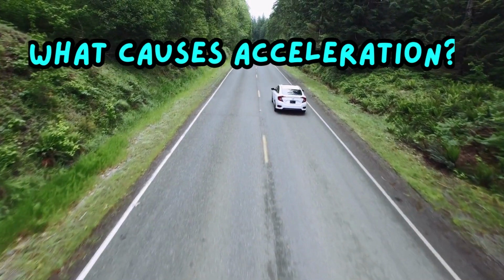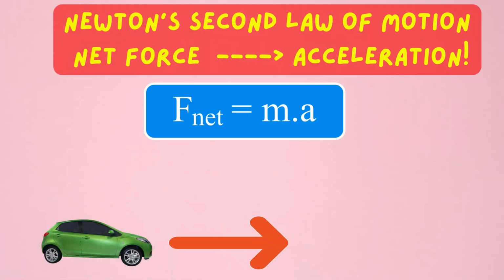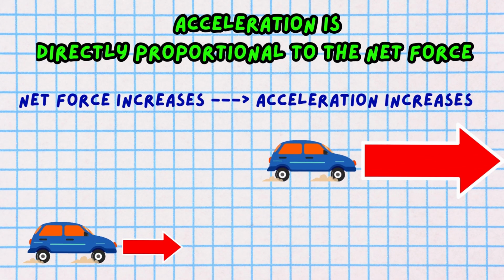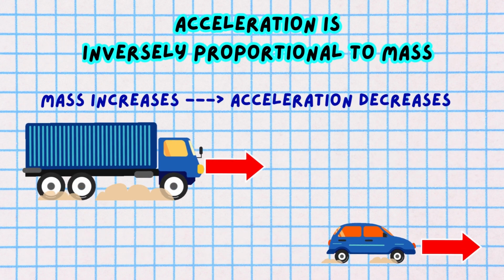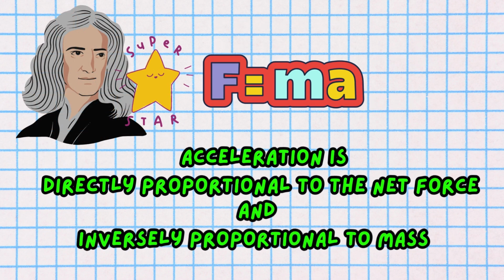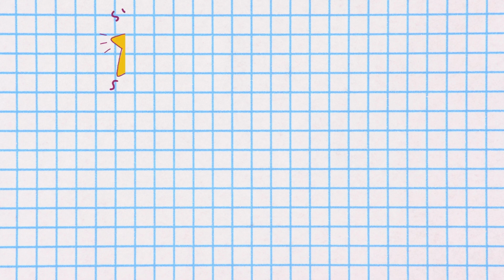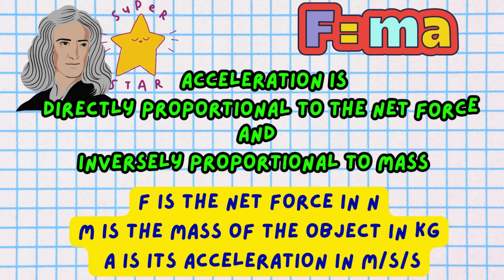What causes acceleration? According to Newton's second law of motion, a net force acting on an object causes it to accelerate. This acceleration is directly proportional to the net force acting on the object and inversely proportional to its mass. Mathematically, this relationship is expressed as F equals ma, where F is the net force in newtons, m is the mass of the object in kilograms, and a is its acceleration in meters per second squared.